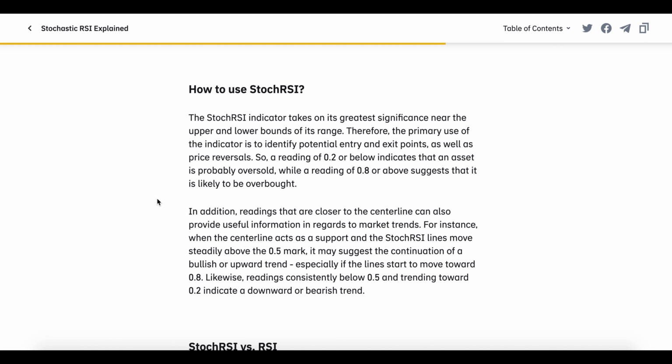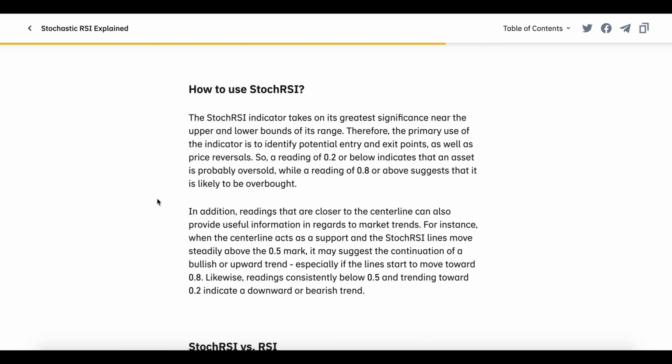The Stochastic RSI indicator takes on its greatest significance near the upper and lower bounds of its range. Therefore, the primary use of the indicator is to identify potential entry and exit points as well as price reversals. So a reading of 0.2 or below indicates that an asset is probably oversold, while a reading of 0.8 or above suggests that it is likely to be overbought.